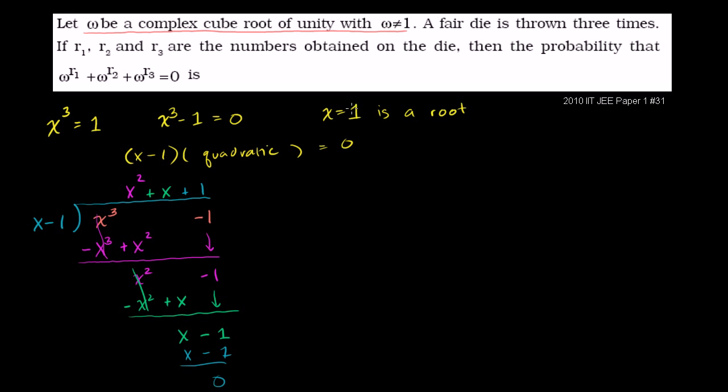We know that this is a root. So if we want to completely factor this, we can write this as x minus 1 times a quadratic, x squared plus x plus 1, is equal to 0. So if we wanted to find the non-1 roots of this, we just have to find the roots of this thing right over here.